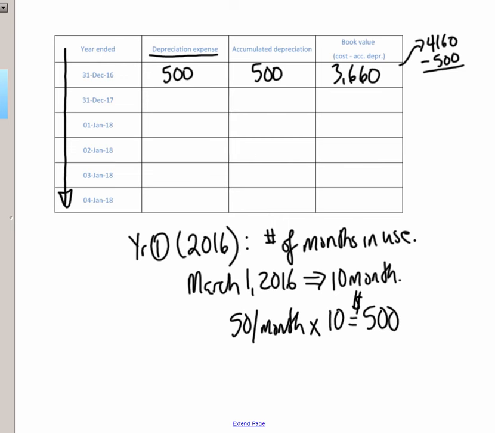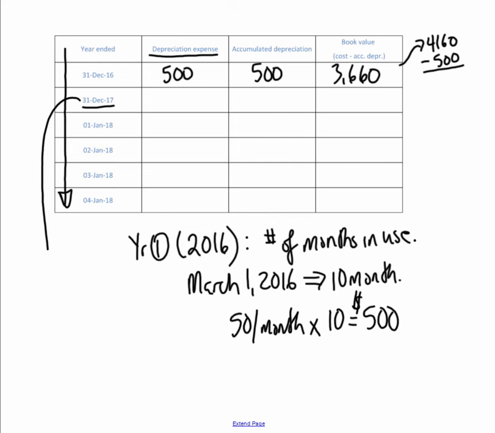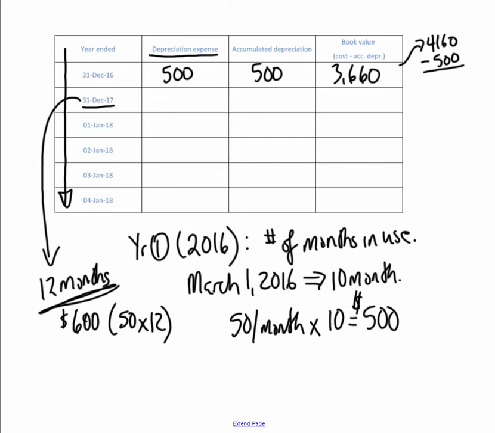Here's our chart. We see that the entries are no different. So depreciation expense in 2017. Well, wait a minute. In 2017, how much did I use it? I used it for 12 months. So we know the 12-month depreciation is equal to $600 because we know it's $50 times 12. I'm going to record the $600 here. What's going to happen? Calculate my accumulated depreciation, and that is going to be $1,100. Calculate my book value. We know how to do this. This, of course, is the original cost minus the accumulated depreciation, and we're going to get $3,060.